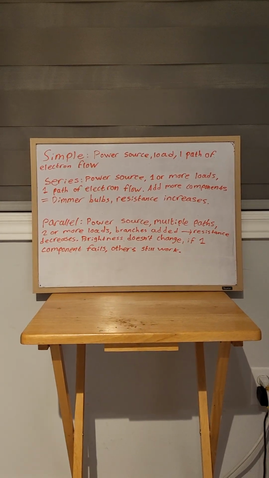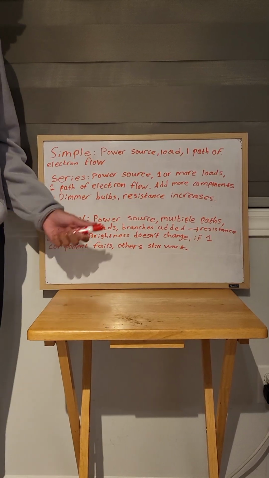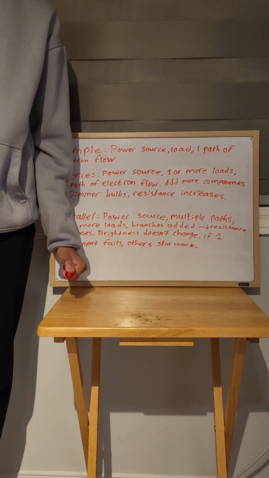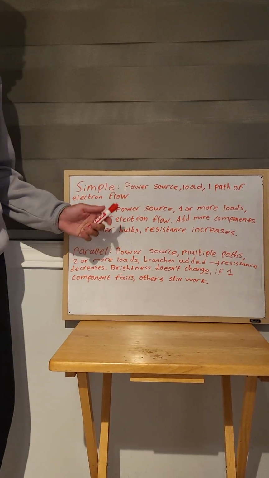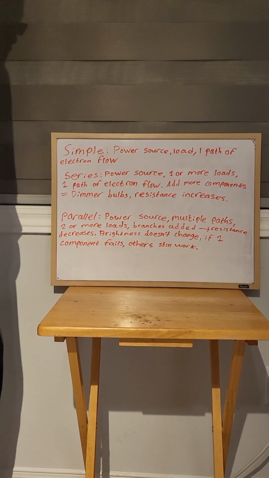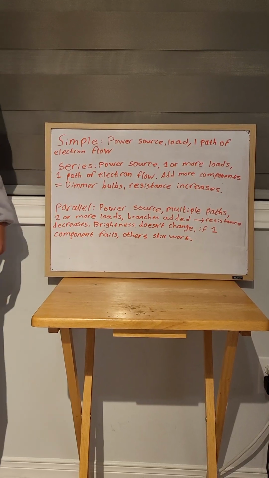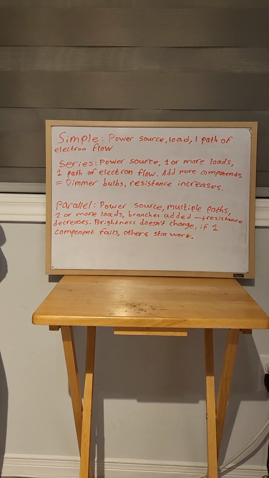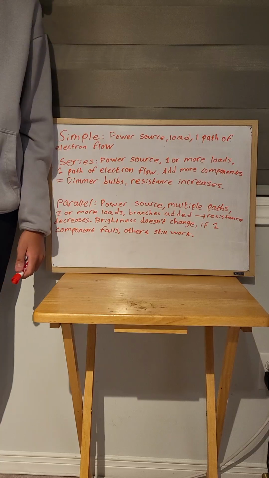For simple circuits, you have a power source, load, one path of electron flow. I didn't put connecting wire, but there is connecting wire in all of these circuits. For series, you have power source, one or more loads, one path of electron flow, and if you add more components, the bulbs dim and resistance increases.